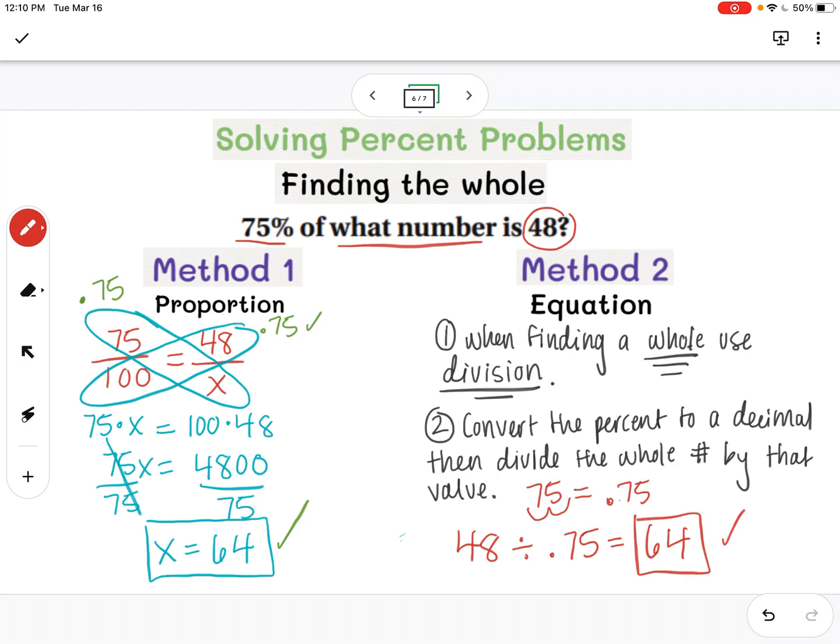All right, and even if you use the equation method, I'm just letting you guys know you can still make sure it's 75%. So we can still do 48 out of 64 and make sure that's 0.75, which we know would equal 75%. All right?